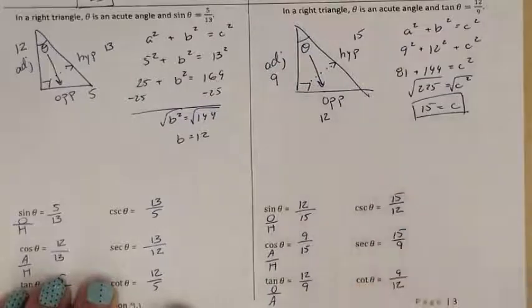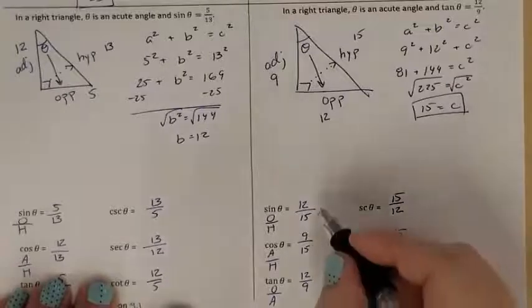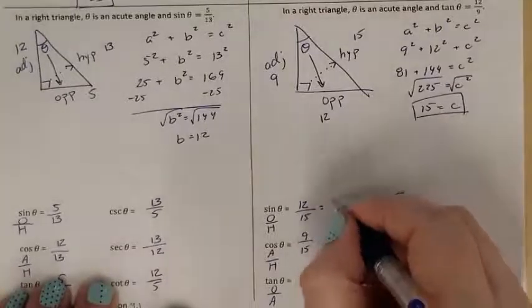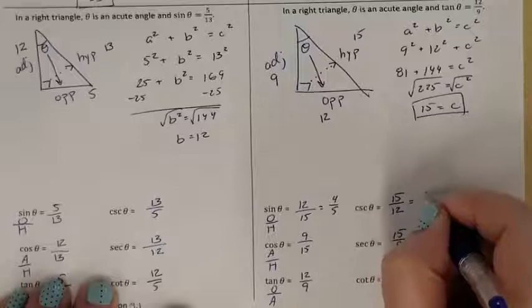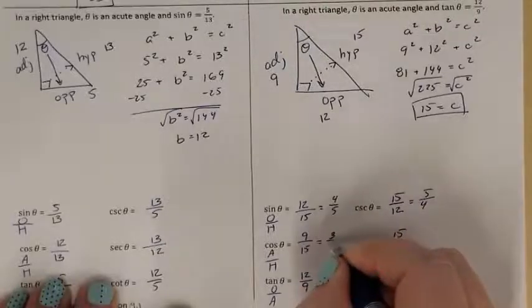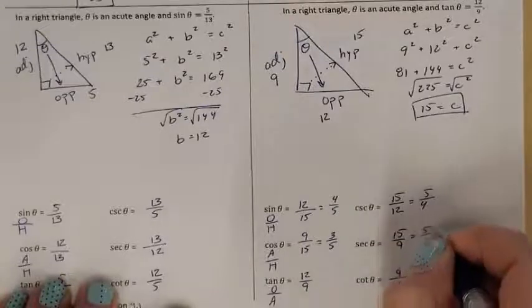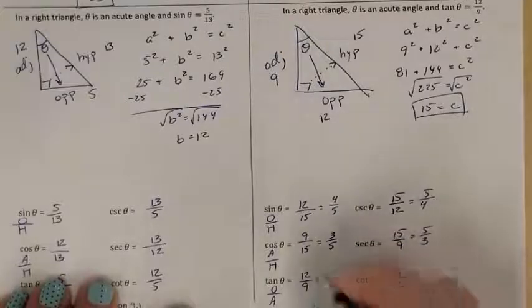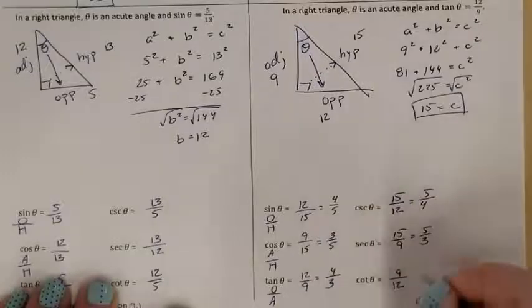Now these fractions can be simplified, so you'll need to simplify the fractions. Both of these can be divided by 3, so I have the fraction 4/5, which meant this is 5/4. Both of these can be divided by 3, so I have 3/5, which meant this one is 5/3. Both of these can be divided by 3, which meant I have 4/3, which makes this one 3/4.